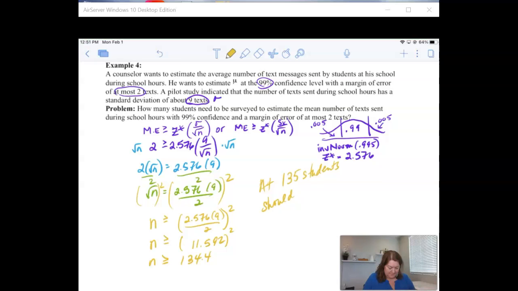should be sampled in order to get a margin of error of at most 2 texts.